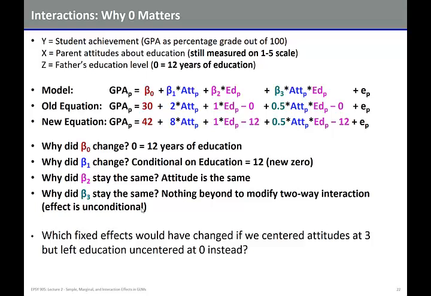Similarly, what would have happened if we would have switched attitude? If we centered attitudes at 3, can you predict what would happen to this line? So let's start. Would the intercept have changed? Actually, let's start with that last. Would the interaction effect itself have changed? How many say yes? How many say no?